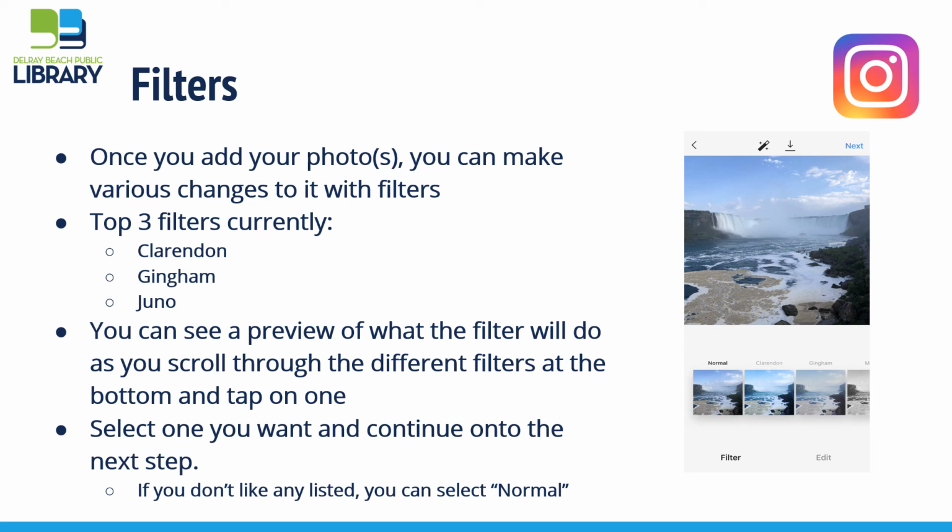I looked it up. The top 3 filters that people use on Instagram are those 3 right there: Clarendon, Gingham, and Juno. Those are the different ones that you can use to make your picture look different. As you can see, the different filter options are towards the bottom of the example there on your right.